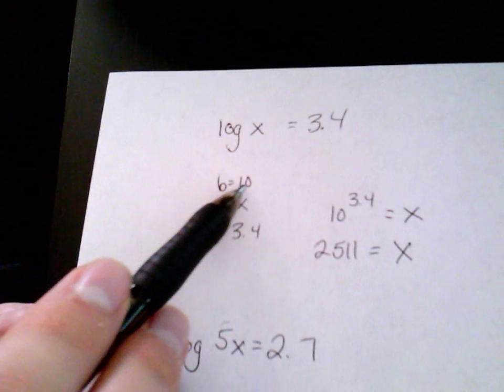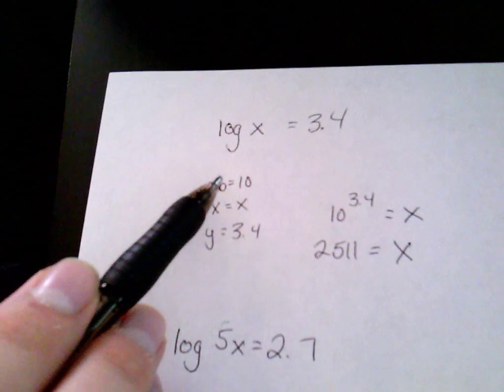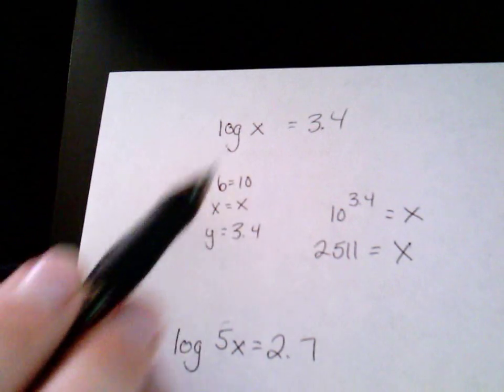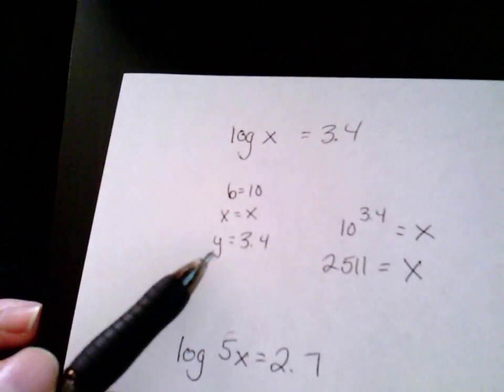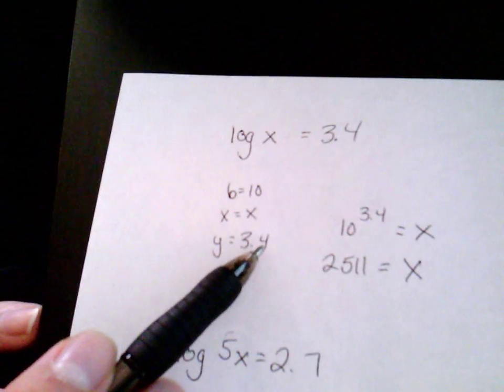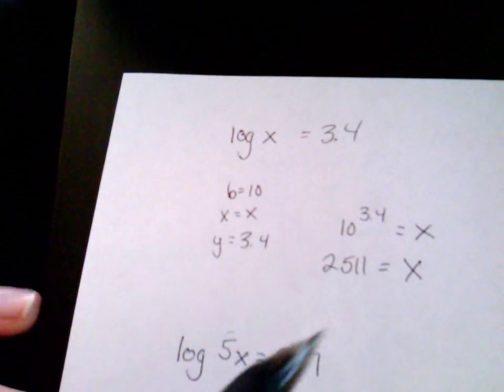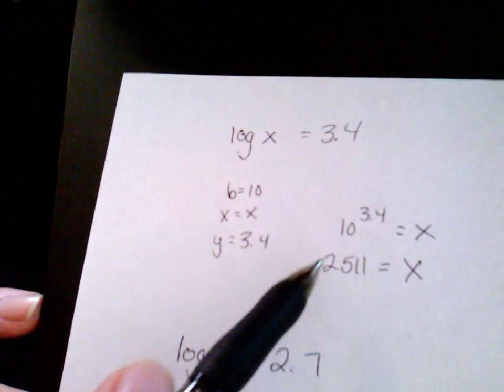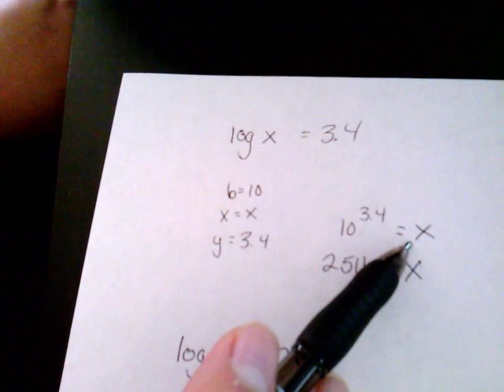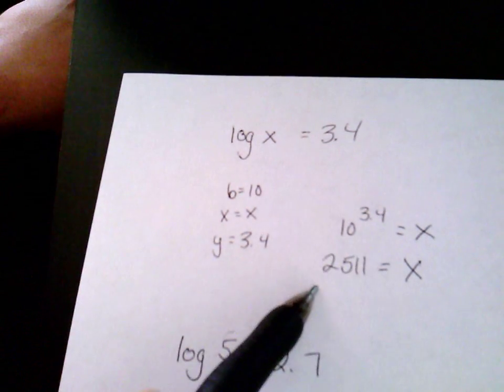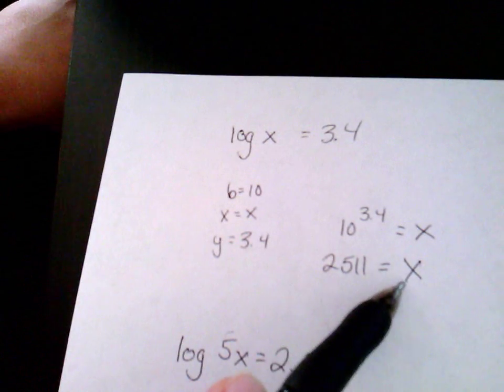Remember, if we don't have a number that's right here, you know your base is automatically 10. So that's all I did was I took the base, set it equal to 10. X is X, Y is 3.4. So you just change this into an exponential function. 10 to the 3.4 power equals X. So you get 2511 equals X.